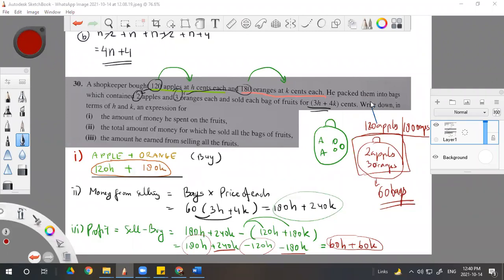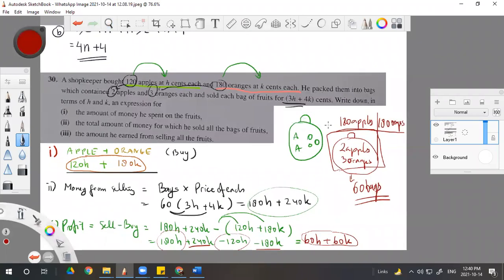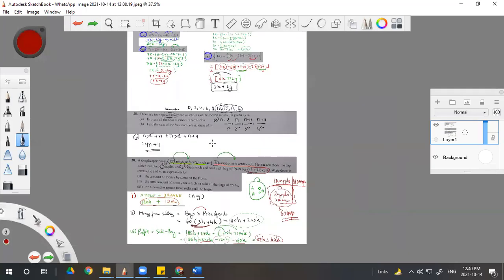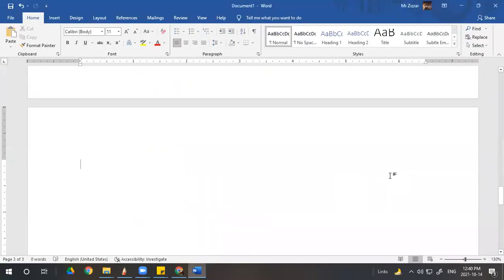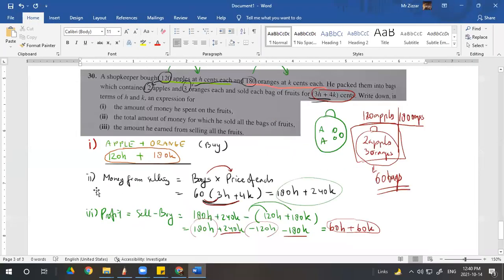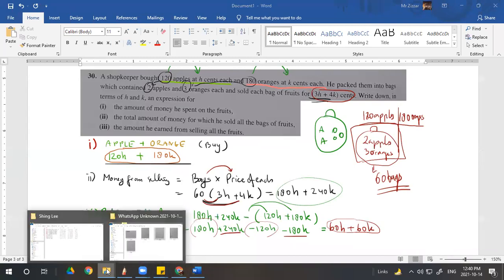Oh, okay. Oke, terus harga satunya, price of each bag will cost 3H plus 4K cents. Berarti 60 times 3H plus 4K, ya ini times kan. I don't put the times here. Langsung aja. Oke, gitu caranya. Agak ribet, iya. I have to admit this is so ribet. So you have to pay attention. Pay extra attention in this question.